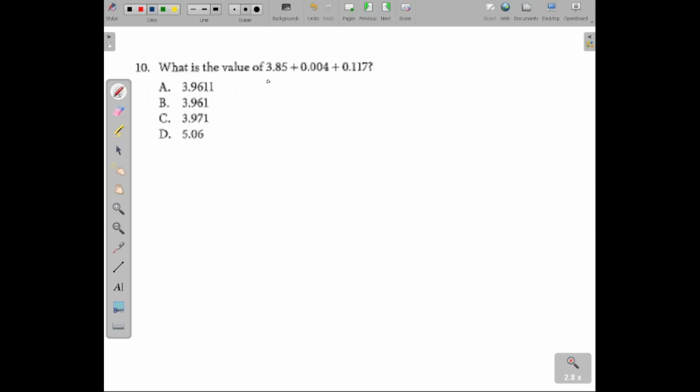What is the value of 3.85 plus 0.004 plus 0.117? Remember that it is not the same a point than a comma, because a comma can represent something like 1,004, and a period means a decimal, like in this case, 2.3.